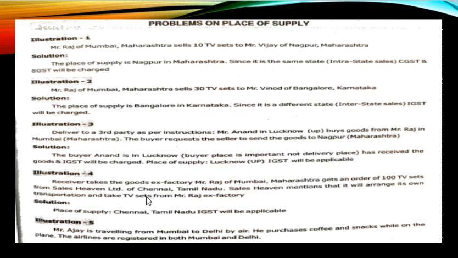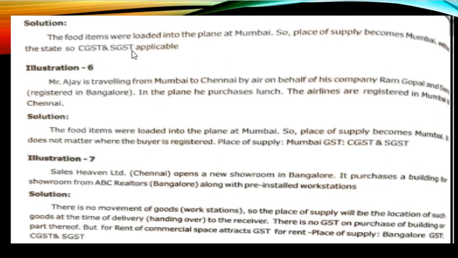So where did Mr. Ajay start his traveling from? Mr. Ajay started his traveling from Mumbai. So this is the place at which he will start his journey. So the food items were loaded or boarded in the plane at Mumbai. So the place of supply becomes Mumbai. As per the question, it is from.